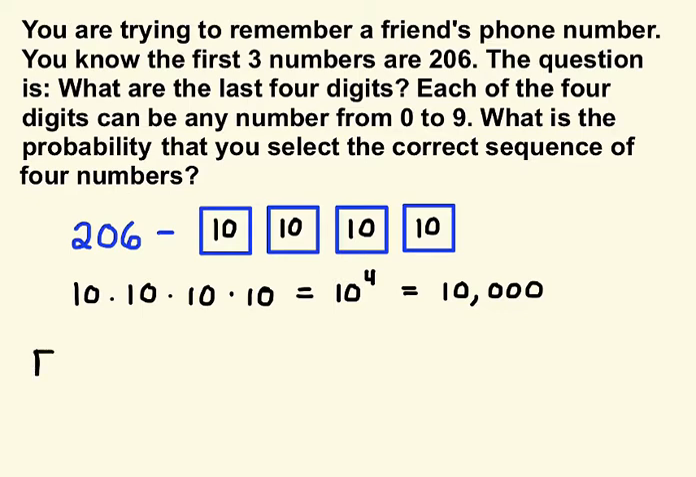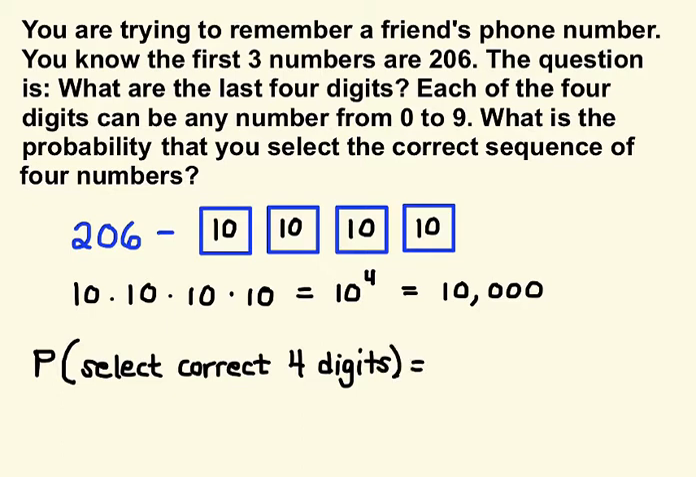If we want to know what is the probability that on our first try we select the correct four numbers, or the correct four digits, well, there's only one way we can select the correct ones. That's our event space size. And our sample size, there are 10,000 ways that we can select our four digits.